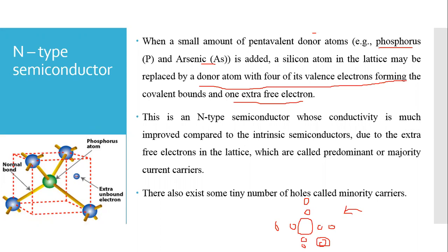Now let us start with the PN junction diode. So this is the definition: an electronic component made of semiconductor material that allows conduction of current in only one direction, and that is termed a diode. As I told you, it can allow the current in one direction only.